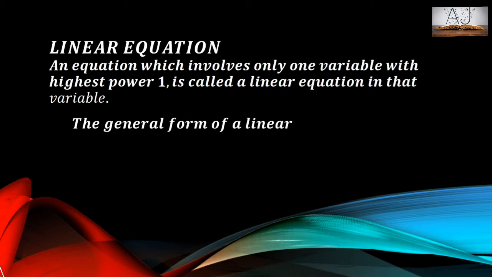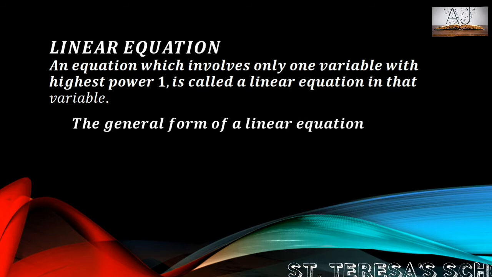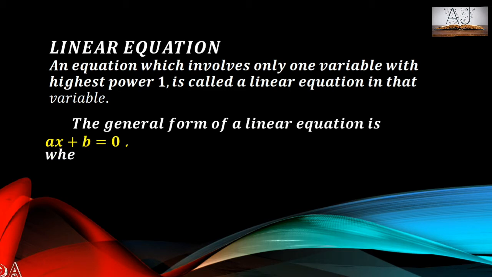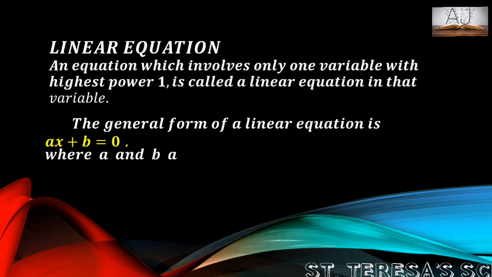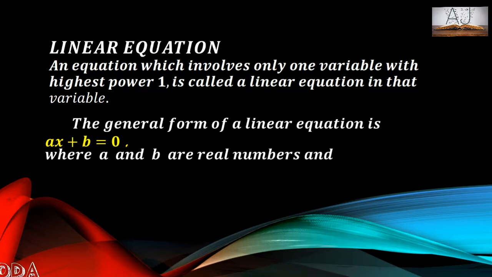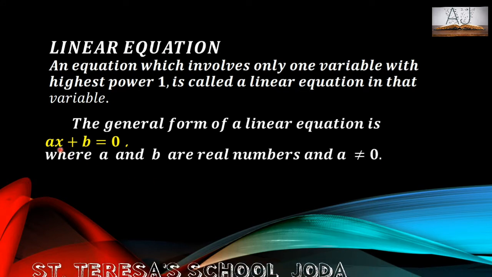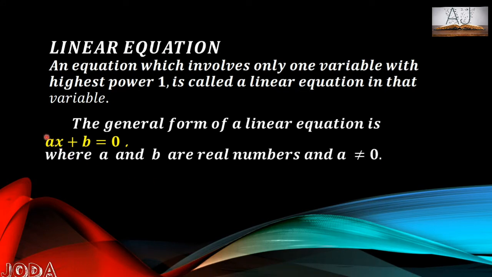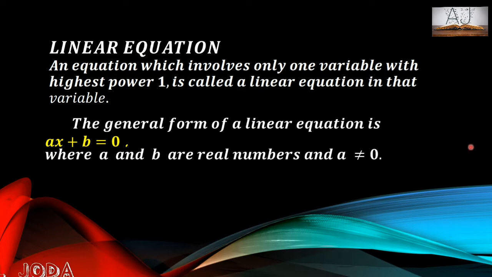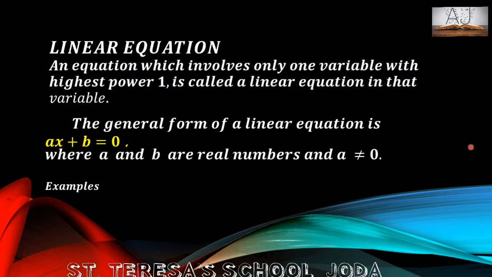The general form of any linear equation will be ax plus b equals 0, where a and b should be real numbers. And also, the value of a should never be equal to 0. You can see here ax. The a should not be 0. Okay, it can be any real number. B can be 0, that doesn't matter. But a and b should be real numbers and a should not be 0. Let us see an example of it.